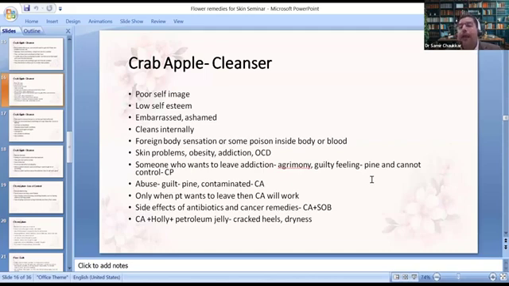In many books, crab apple is given for addiction. No, the feeling is that I want treatment. I want to get rid. Remember, I told you, I want to get rid of this addiction. I want to get rid of this problem. Then only crab apple is indicated.